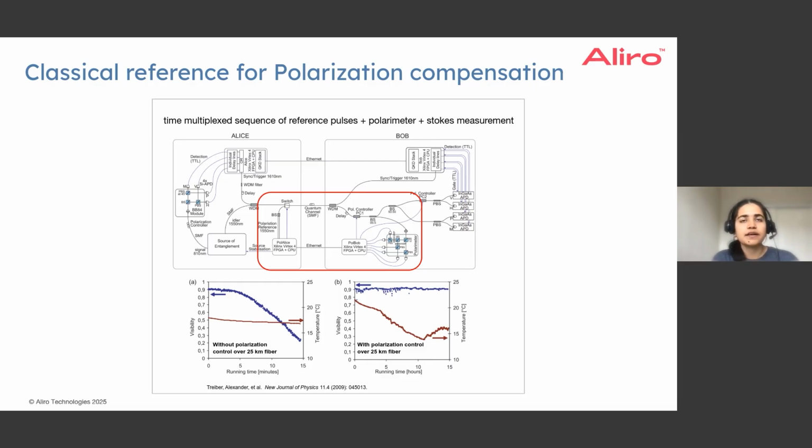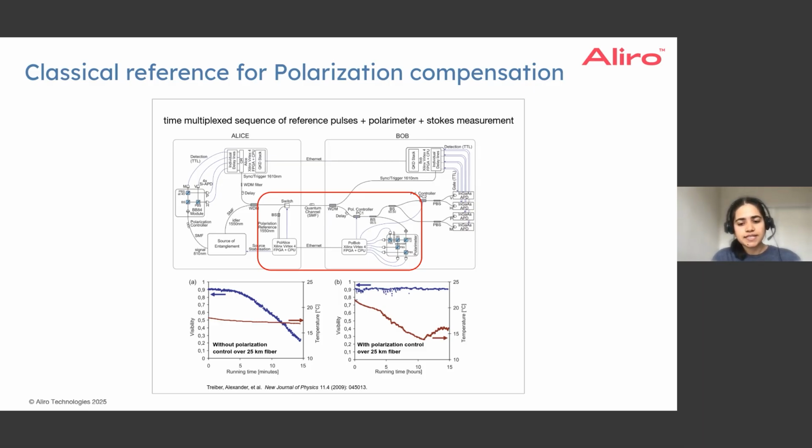In this particular example, the experiment was conducted in a laboratory setting, but there was a 25-kilometer spool that was used. What you see here in the red box represents the polarization compensation hardware. Here you'll observe that there is a switch that is used to either pick between the quantum signal or the classical reference that is used for polarization compensation. The reference is at the same wavelength band as the quantum signal. So, this is an example where time multiplexing was used.